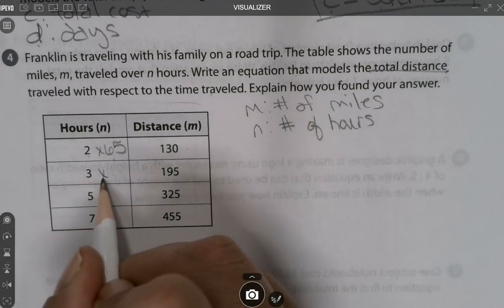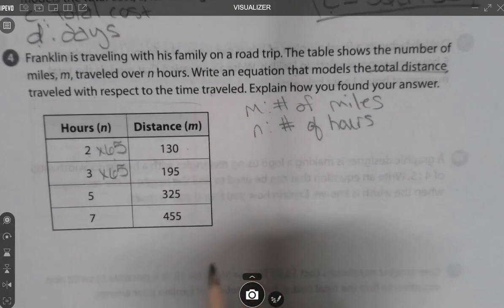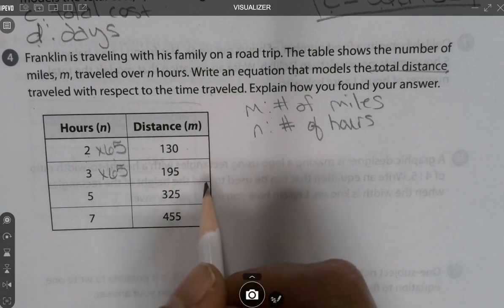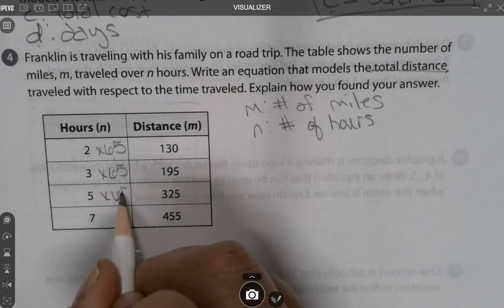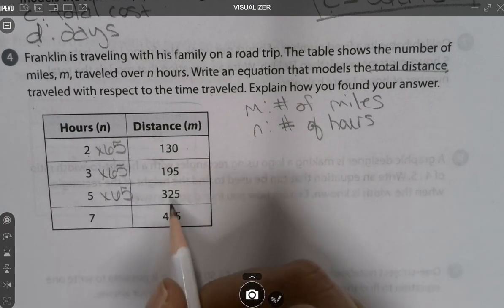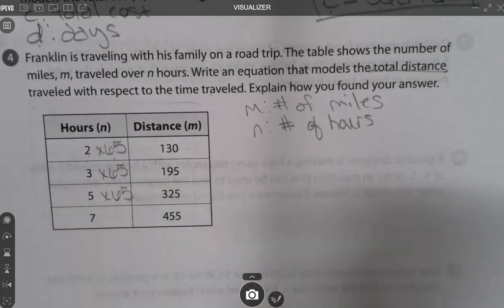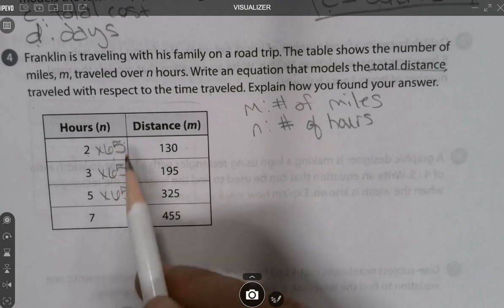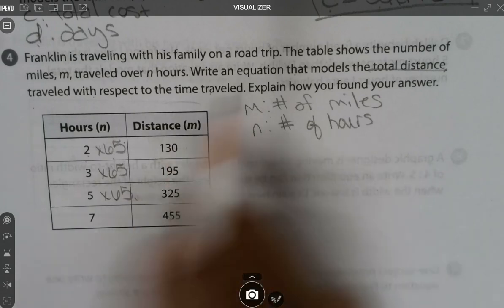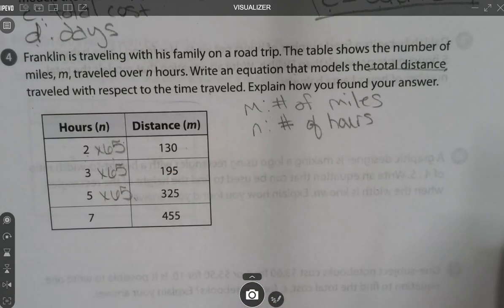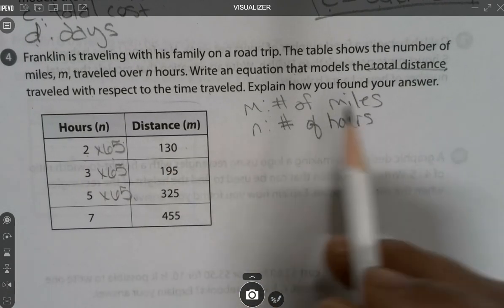Yes. If I multiply 3 times 65, does it give me 195? Yes. If I multiply 5 by 65, does it give me 325? Yes. So I have proven it at least 3 times. I could have chosen any of the 3 to prove it. And then I have enough information to write my equation.